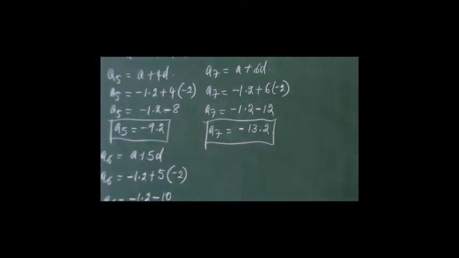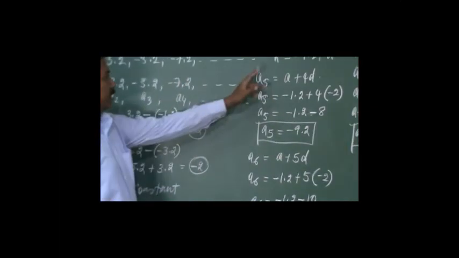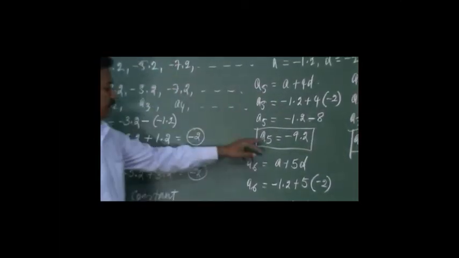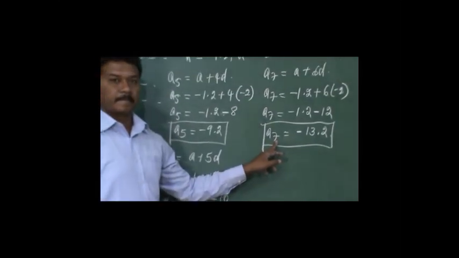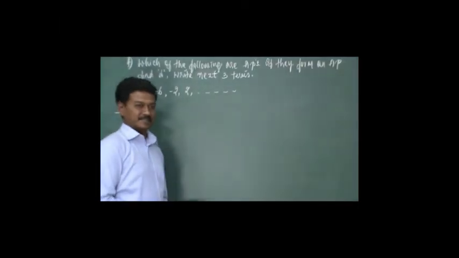So first we confirm whether it is an AP or not. So we came to know that it's an AP. We have written the common difference, and also by using A and D we have found out the next three terms of the sequence. So we go with the next problem.